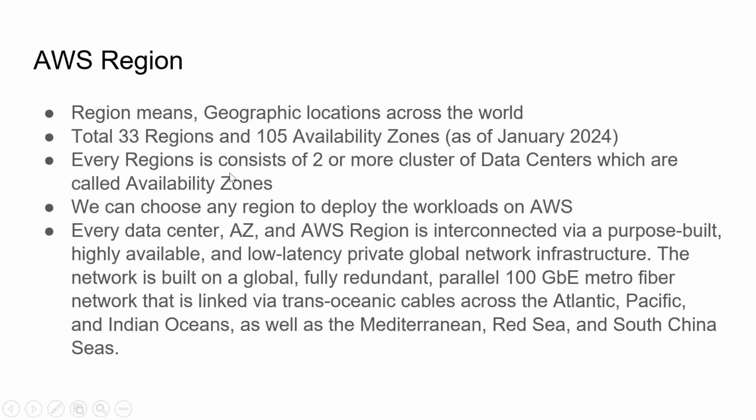Every region consists of two or more clusters of data centers, which are called availability zones. We can choose any region to deploy the workloads on AWS. Workloads means whatever the developers develop, the code, right? That application we call it a workload. Not only the application, it could be a database also, right? So, in short, instead of saying application and database, we say workloads. So we can choose any region to deploy the workload.